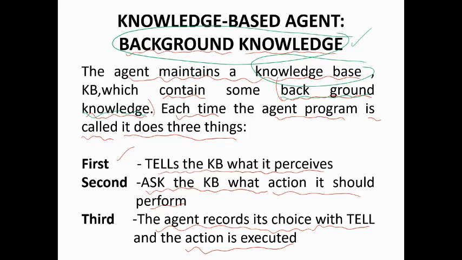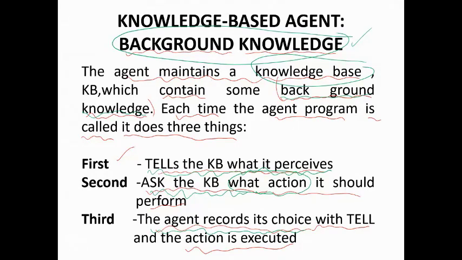Each time the agent program is called, it does three things. The first one, as I told you earlier, is it will tell the knowledge base what it has taken from the environment, what it perceives. The second one is it will ask the knowledge base what action the agent should do. The third one is the agent records its choice.